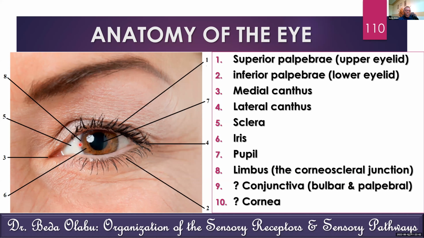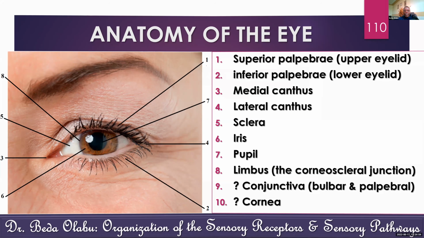Similarly, there's something called the cornea. The cornea is also transparent. You don't see it here because it is transparent, but it is the one that is covering both the iris and the pupil. So from there to there, we have the cornea. So that is with regard to this frontal anatomy of the eye.